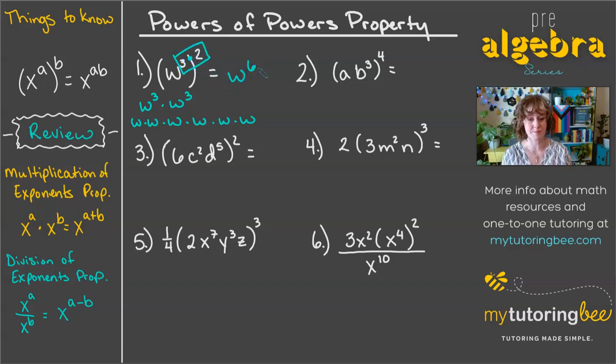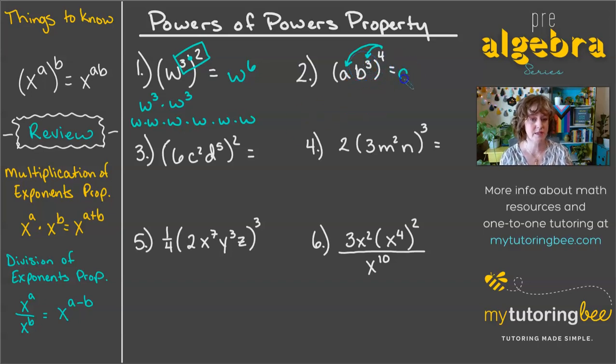So all we really need to do is multiply our two powers to get w to the 6th power. All right, in problem 2, we have two different bases, two different variables here, and all of that is being raised to the 4th power. So what we're going to do is apply that 4th power to each of these bases inside that set of parentheses. You can kind of think of it like distributive property. It's not exactly the same, but you're basically taking that exponent that's outside of the parentheses and applying it to each of those bases inside.